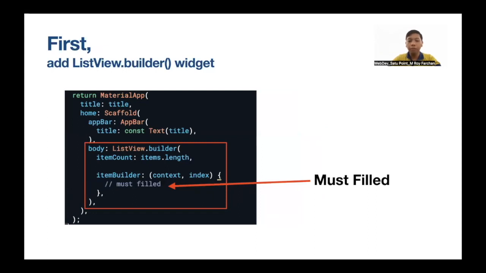To use the ListView builder, first you use the ListView.builder widget. Then there is one parameter that must be filled in, namely itemBuilder, which takes the context argument and index. The index is used to select data from the list.